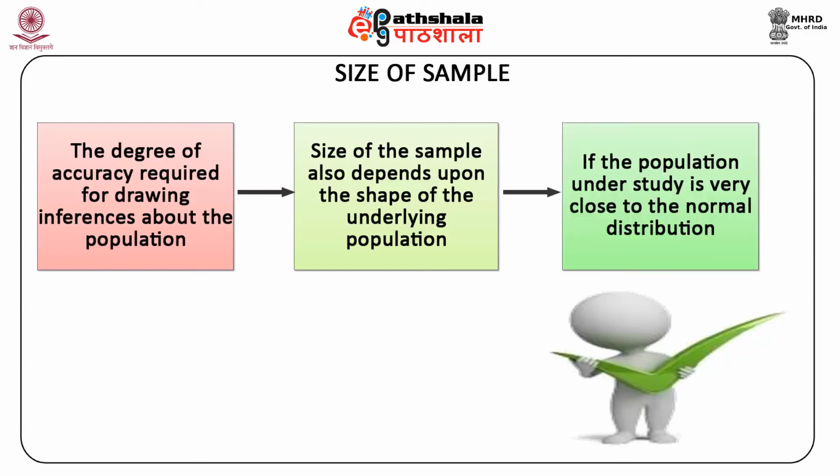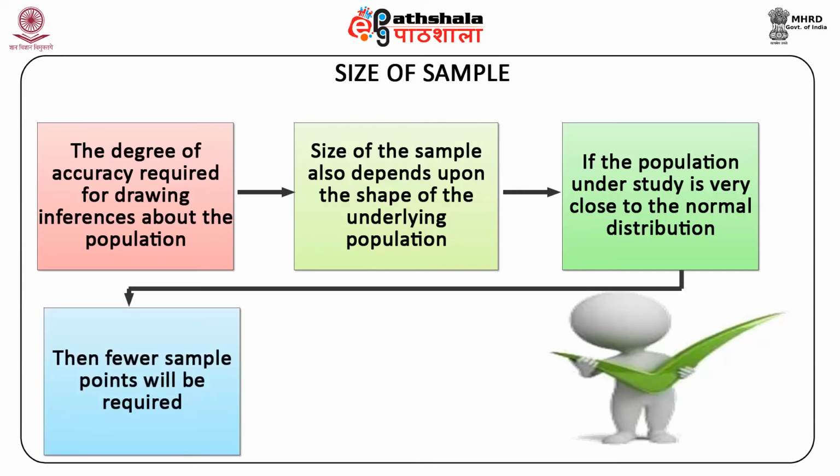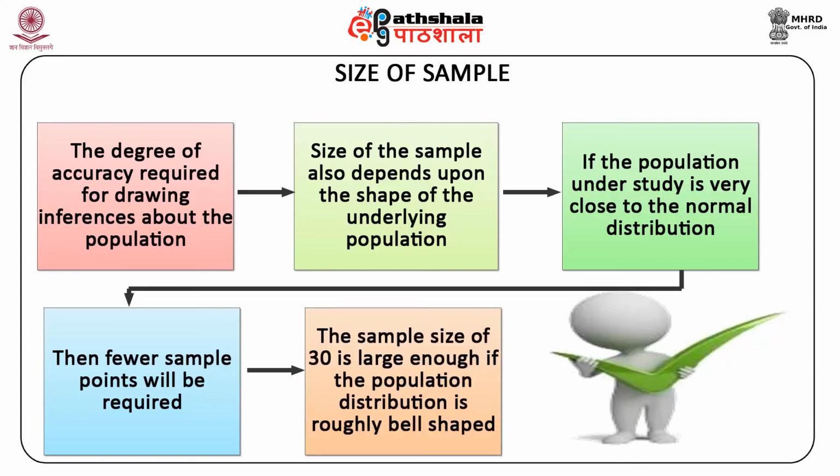If the population under study is very close to the normal distribution, then fewer sample points will be required. By and large, statisticians believe that a sample size of 30 is large enough if the population distribution is roughly bell-shaped. But if the population distribution is highly skewed or has multiple peaks, then the sample size would be much larger, and how much larger will again depend upon the accuracy required in the results.